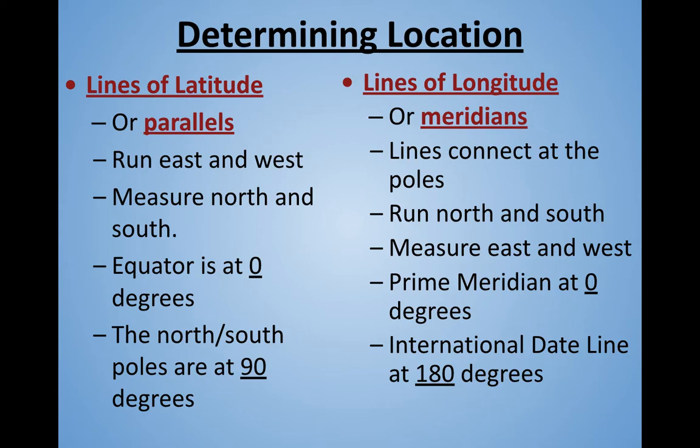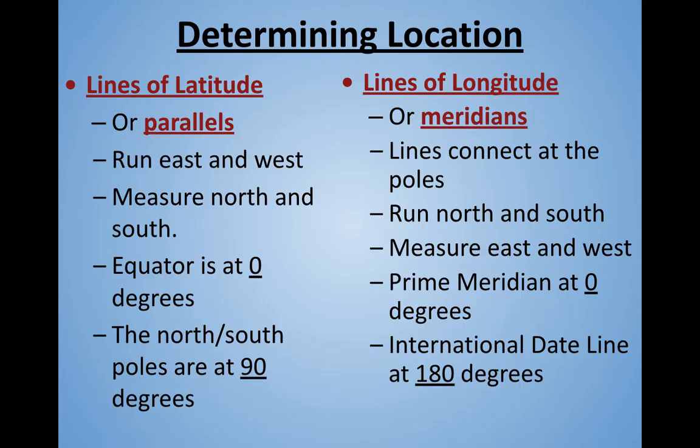Like I said, the prime meridian is at 0 degrees, and then the international date line is at 180. So they go out to 180 degrees, and that's in general where we see maps with the international date line on each end.